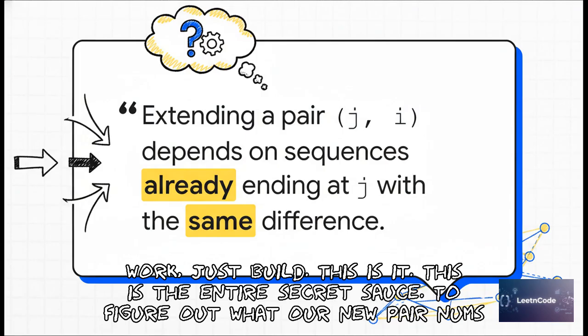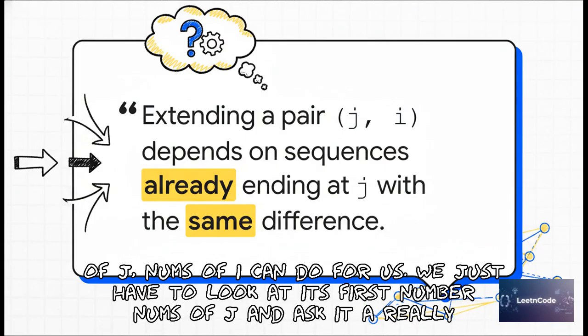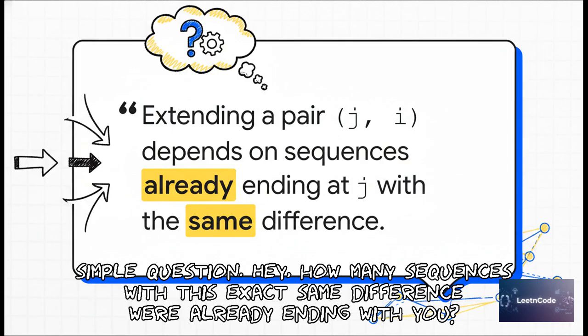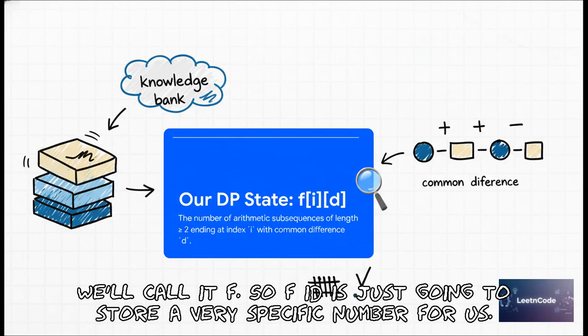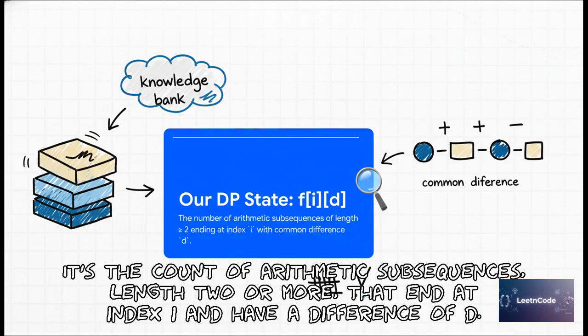To figure out what our new pair nums[j], nums[i] can do for us, we just have to look at its first number, nums[j], and ask it a really simple question. Hey, how many sequences with this exact same difference were already ending with you? That's it. Now, to pull this off, we need a place to store our answers as we find them, kind of like a memory bank. We'll call it F. So F[i][d] is just going to store a very specific number for us. It's the count of arithmetic subsequences, length 2 or more, that end at index i and have a difference of d.